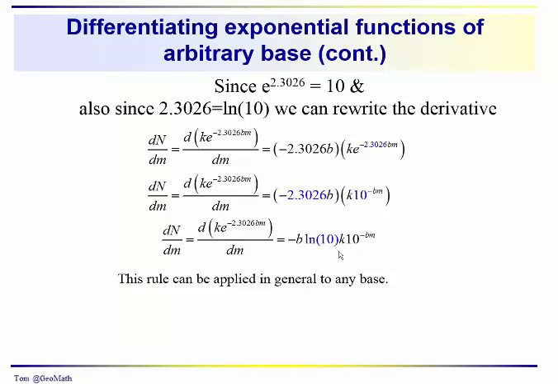So the only thing that's changed here from the rule that we use for differentiating an exponential function where the base is e, is that we've added this natural log of 10. Otherwise, everything else is the same. We have our original function here, k times 10 to the minus bm, and we have the derivative of the exponent, which is minus b. So we have minus b times k times 10 to the minus bm power, but we add this additional factor in here, natural log of 10.